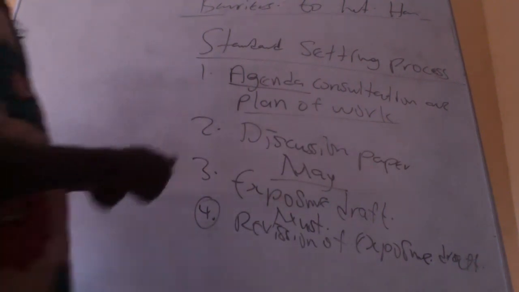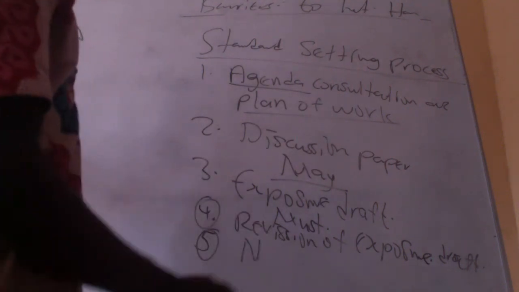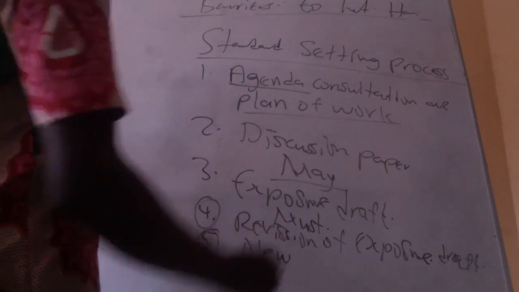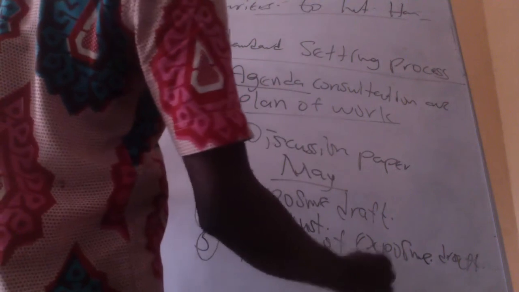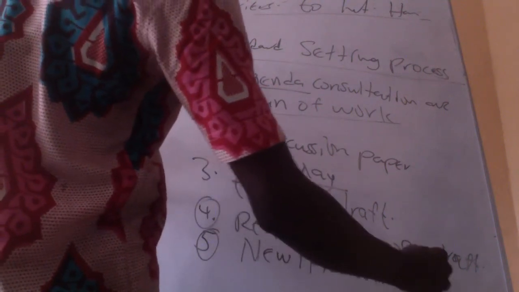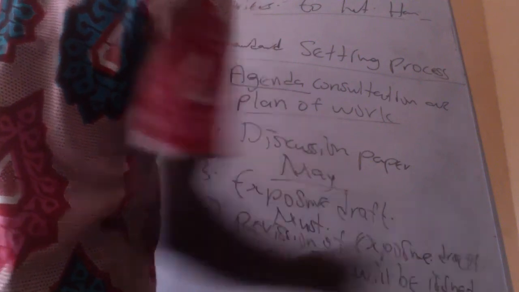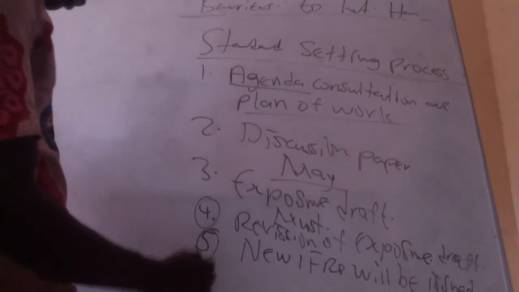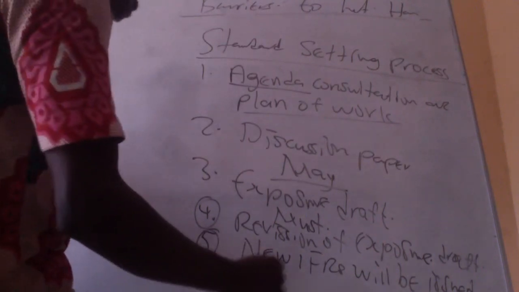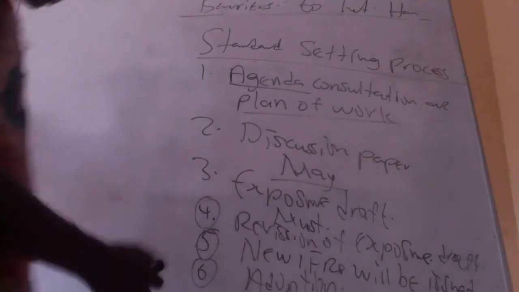The final one. New IFRS is born, right? A new baby will be given birth to. So the new IFRS will be issued. What do you think will happen when they issue it? People have to adopt it too. So adoption of the IFRS will continue. What do you think after adoption?